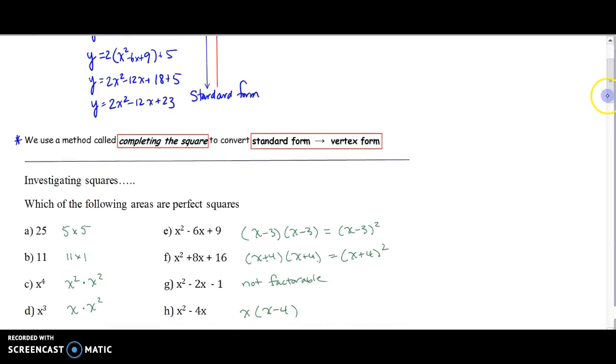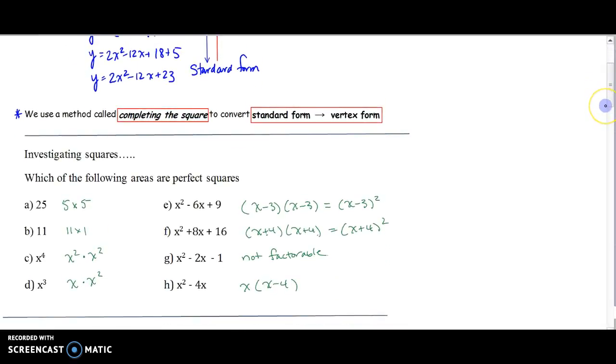So we need to understand what we mean by square. Well, a square is just basically, if I have an area, it's a square if the two sides have identical factors. Length times width is 25. 11 is not a square. 11 by 1 is not a square. X to the fourth is, because I can make two identical factors. X cubed is not. Let's focus on quadratics, because that's what we're focusing on in this chapter, quadratic functions.